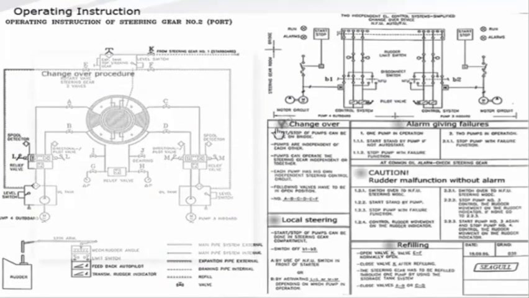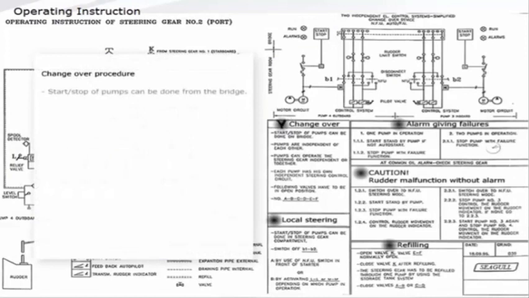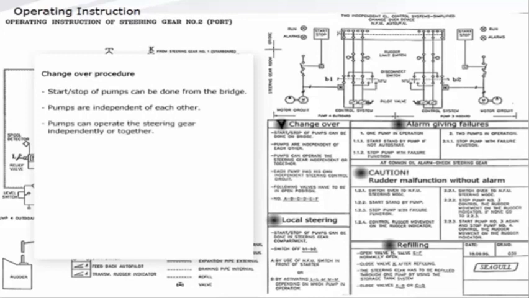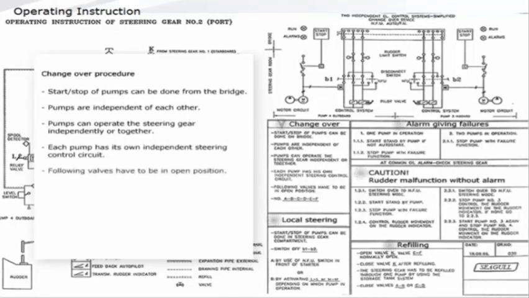Changeover procedure. Start or stop of pumps can be done from the bridge. Pumps are independent of each other. Pumps can operate the steering gear independently or together. Each pump has its own independent steering control circuit. The following valves have to be in open position: A, B, C, D, E, and F.